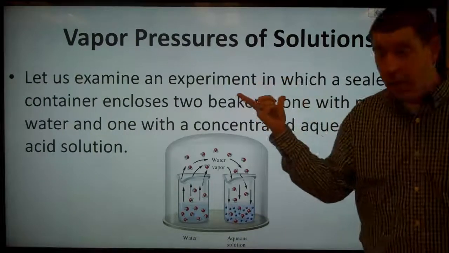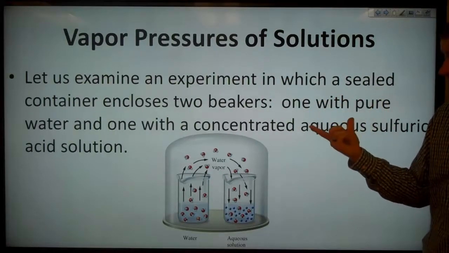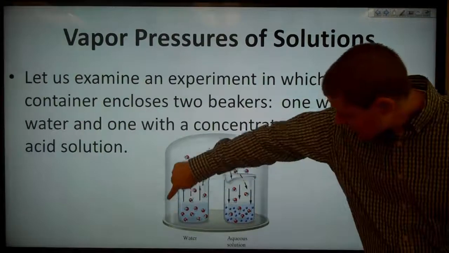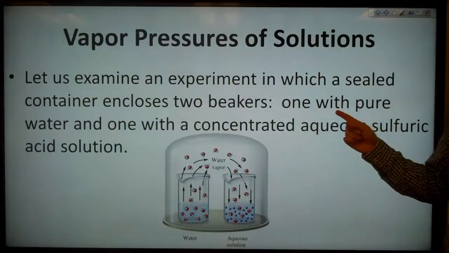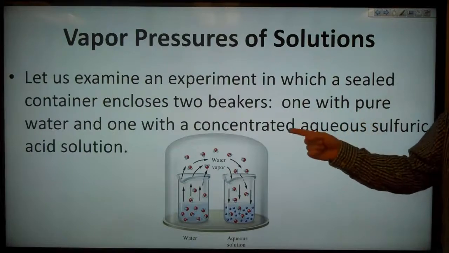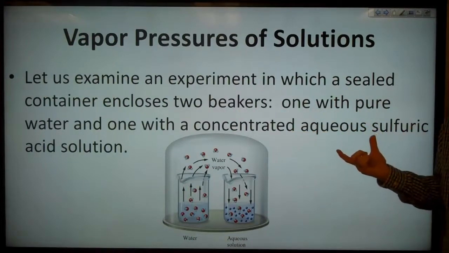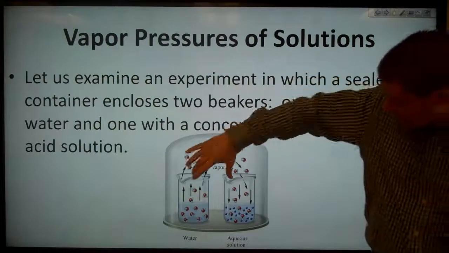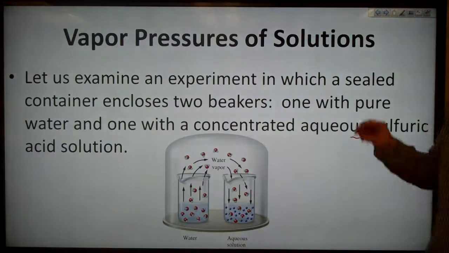So let's examine an experiment in which a sealed container encloses two beakers. We've got our sealed container here, we've got our glass bulb, we've got two beakers in there. One of them has pure water, and one has a concentrated aqueous sulfuric acid solution. The beaker on the left has the pure water, the beaker on the right has the concentrated sulfuric acid solution.